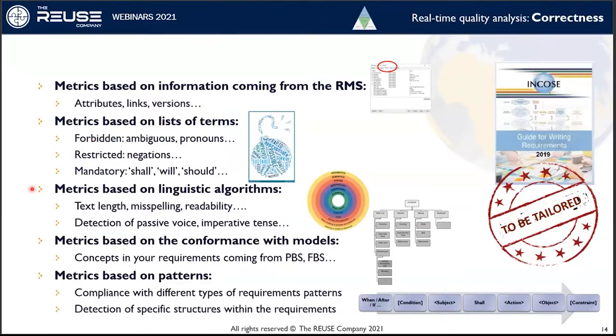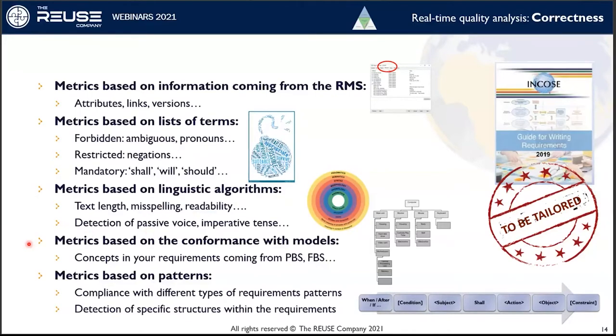Then we can be more advanced and look for the readability of things with misspelling, with text length, with punctuation, detecting passive voice. "Errors shall be logged" is of course a requirement, but you are not saying what is logging the error and what is actually the error. So it's a quite useless requirement. So detecting those is of course important for us to be as crisp and precise as possible.